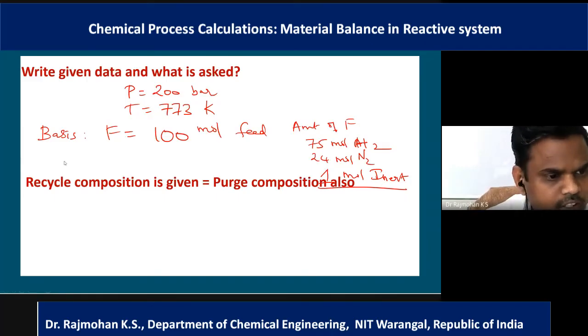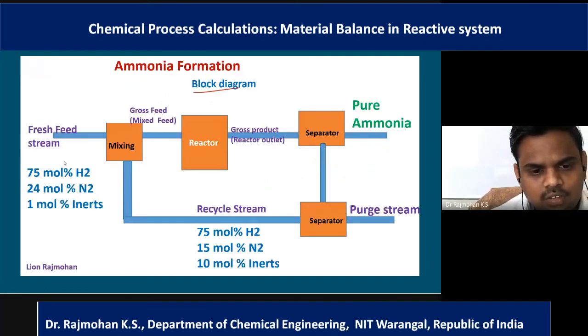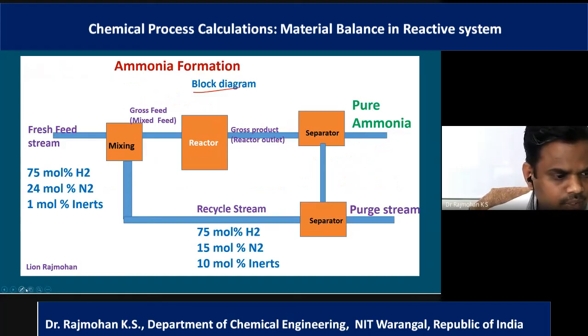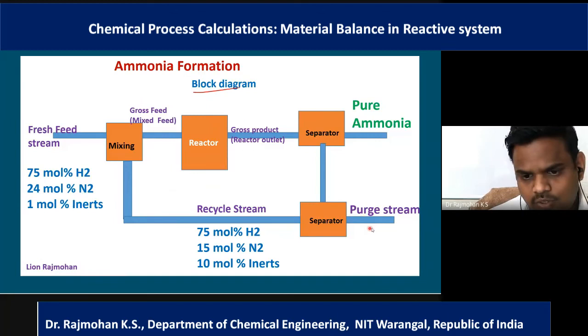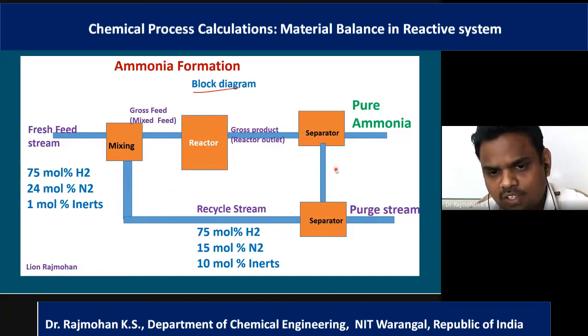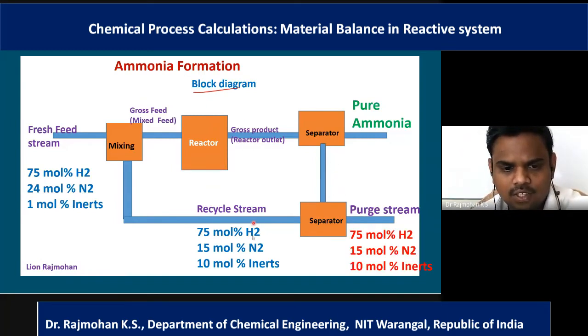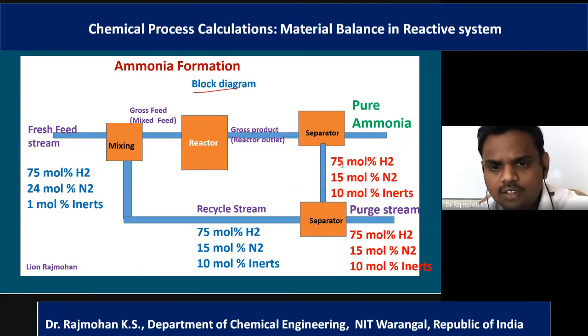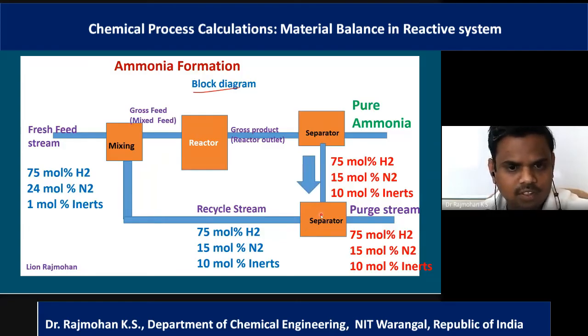It is given that the recycle composition in this diagram is 75, 15 and 10. So what will happen to the purge stream and the one that is coming here? They also will have the same 75 mole percent, 15 mole percent and 10 mole percent inert. What about the stream that is coming out of the separator? That also will have 75 mole percent hydrogen, 15 mole percent nitrogen and 10 mole percent inert. So all these three streams will have the same composition.